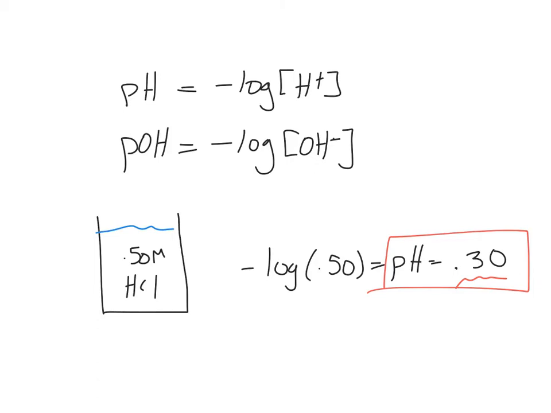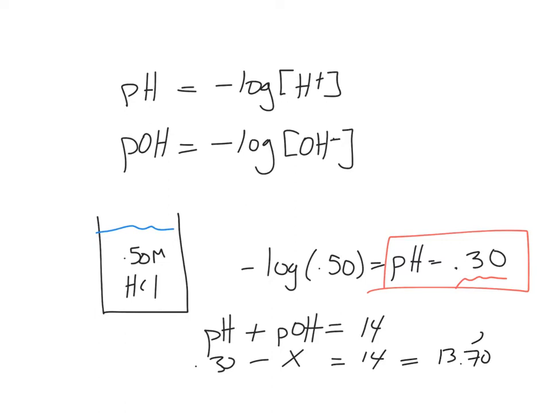Now, since we know the pH is equal to 0.3, and we know that the pOH plus the pH equals 14, we could calculate the pOH by simply subtracting it from 14. And you would get 13.70, and that's the pOH. Simple enough.